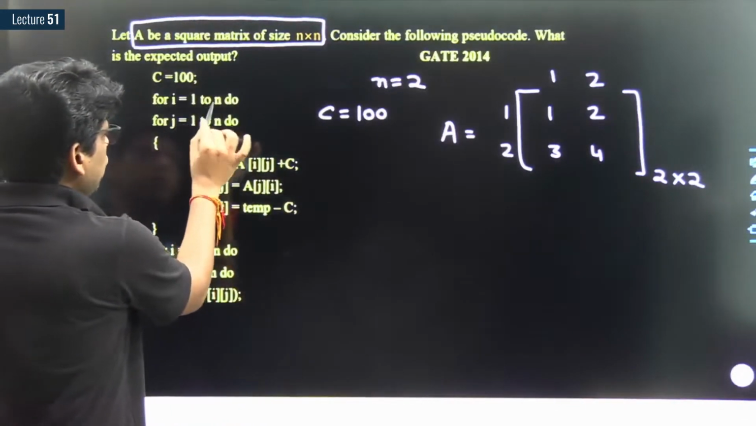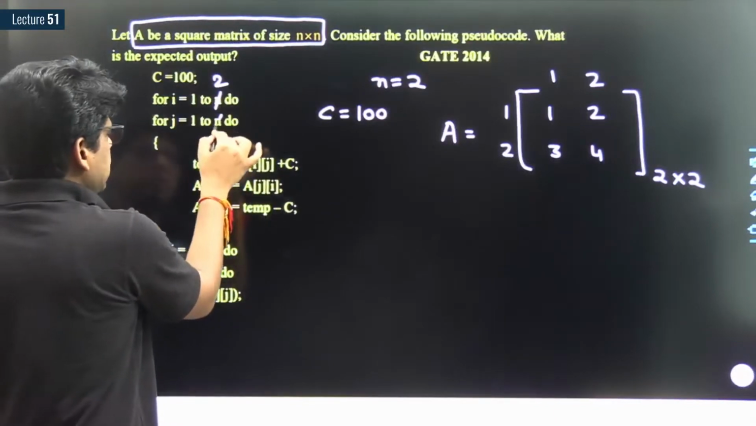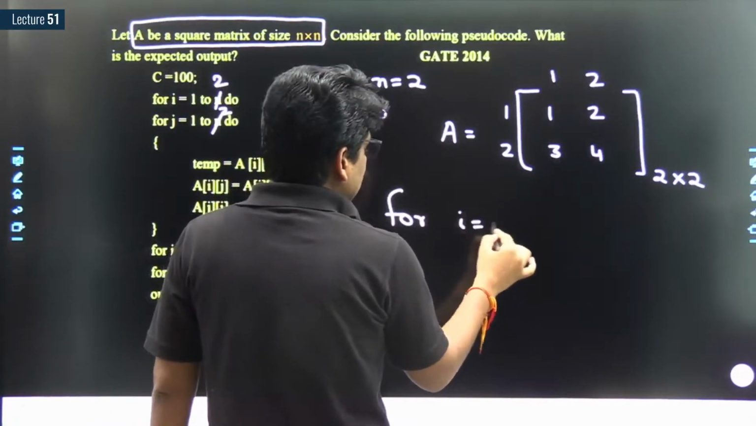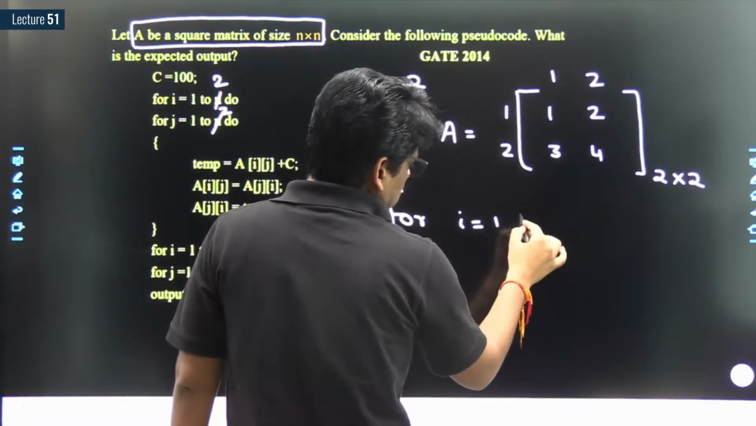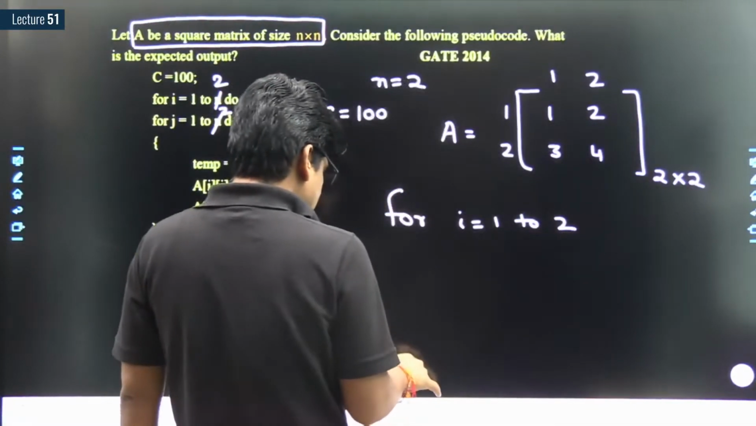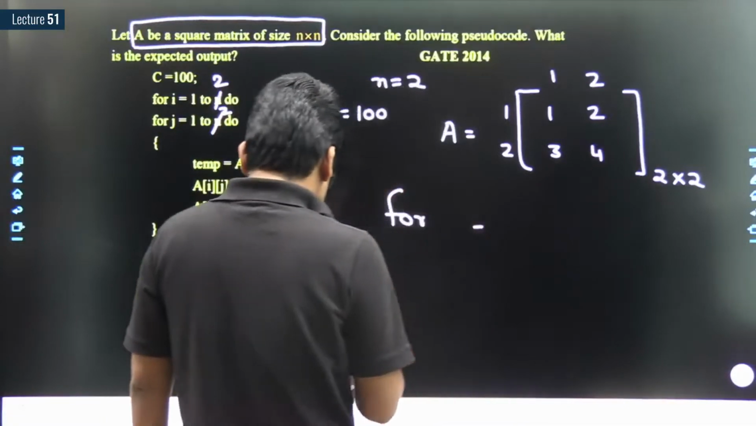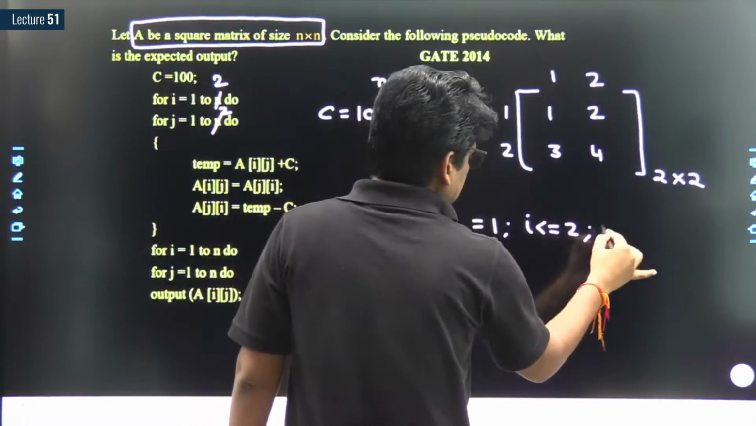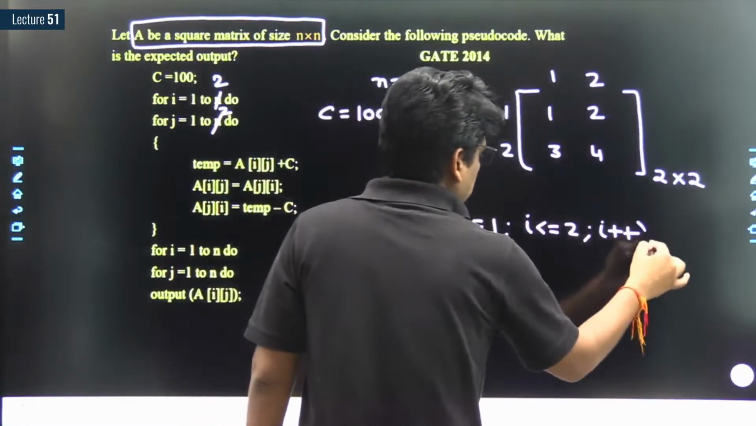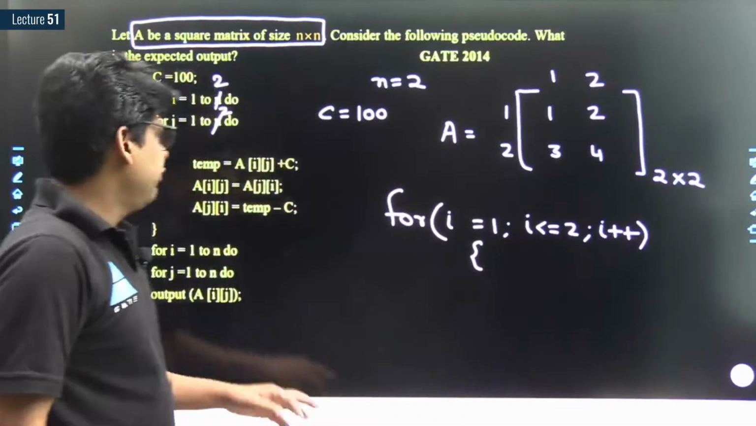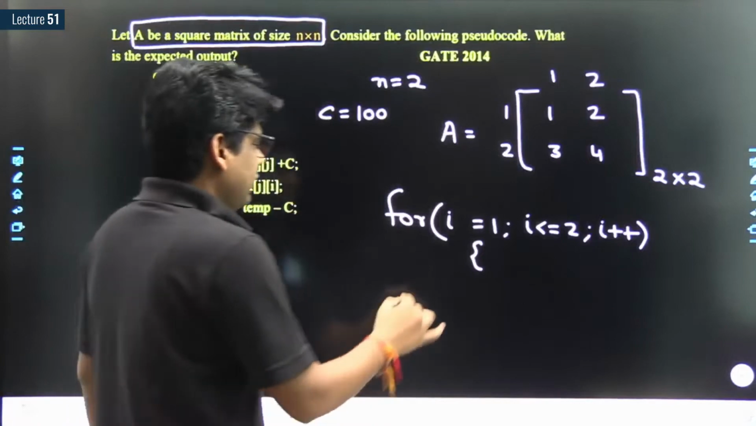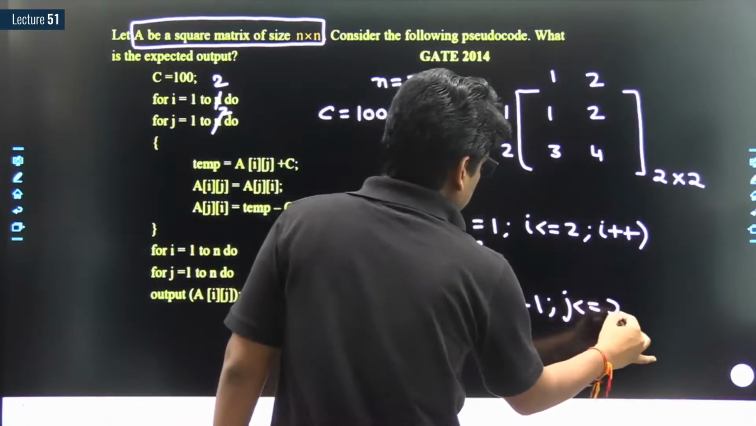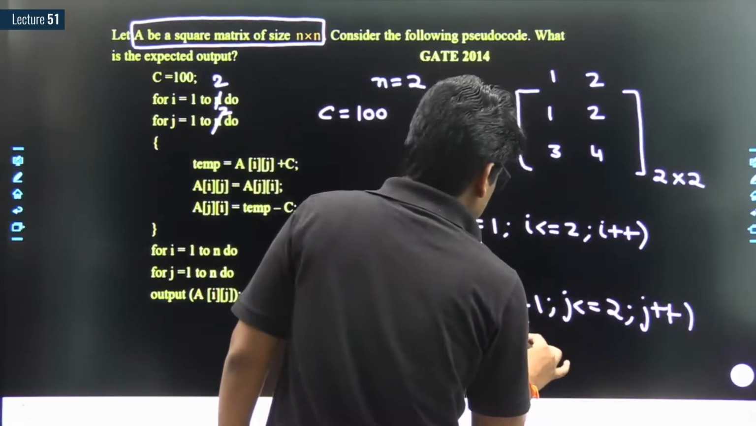The code is for I is equal to 1 to n, but what is the value of n? 2. For j is equal to 1 to n, that means 2. Let me rewrite the code. So the code is for I is equal to 1 to 2. If you want this in proper code format, then it is like this: for I is equal to 1. We don't have brackets, so let me use the brackets. For j is equal to 1, j less than or equal to 2, j plus plus, some code is written over here.